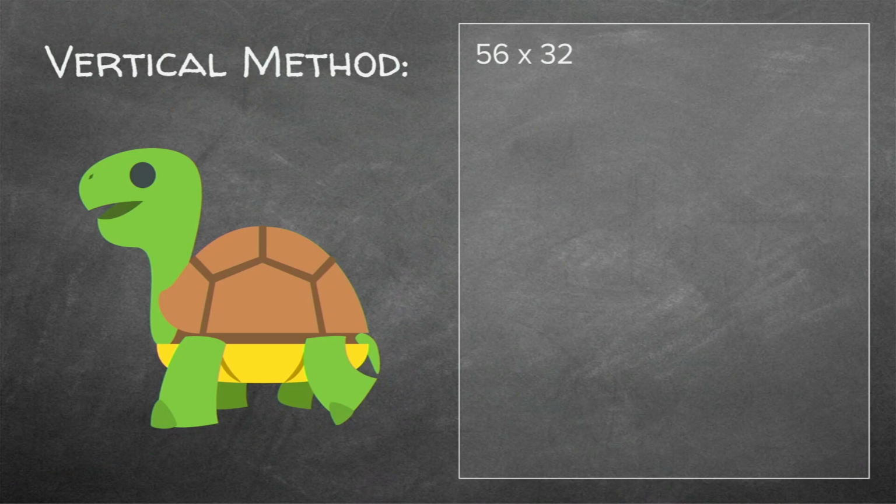Now, the vertical method. I gave you a turtle here on the side to help you remember how to start this calculation from the bottom to the top. And we start with the ones. Let me show you. I have 56 times 32. Now the difference between your column and vertical method is the column method, you write all the value calculations on the left hand side. But with the vertical method, you're going to do all the calculations together without writing it.